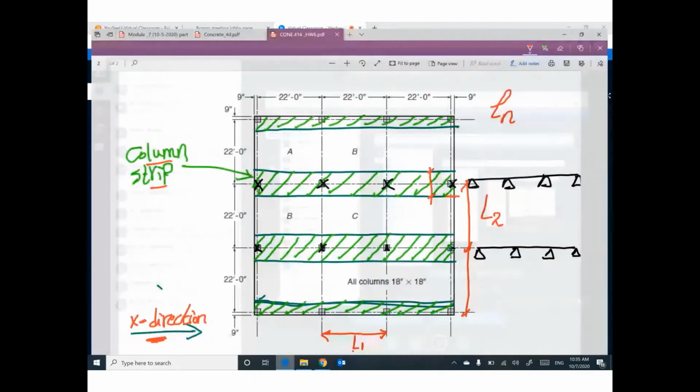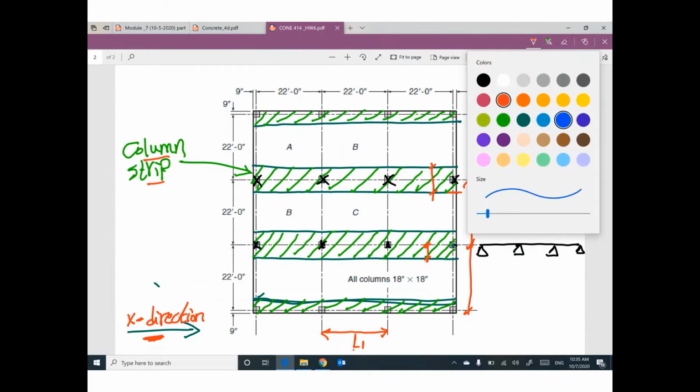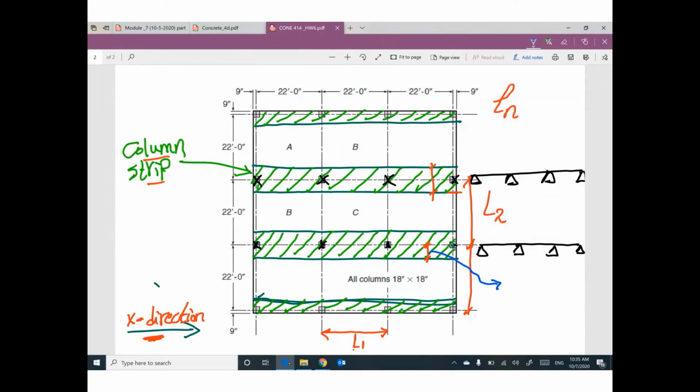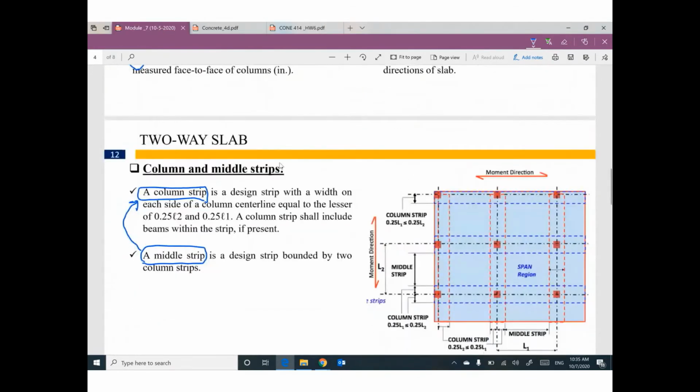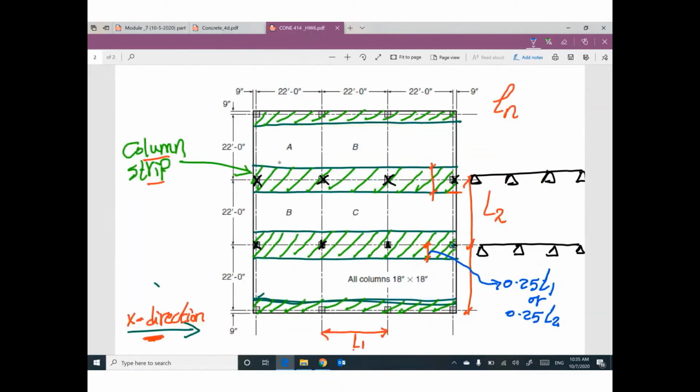That's right. Okay. From this center line to this edge, we have a value, which is 0.25 L1 or 0.25 L2. The smallest value. L1 is the distance from this center line to this center line. L2 is the distance from this center line to this center line.